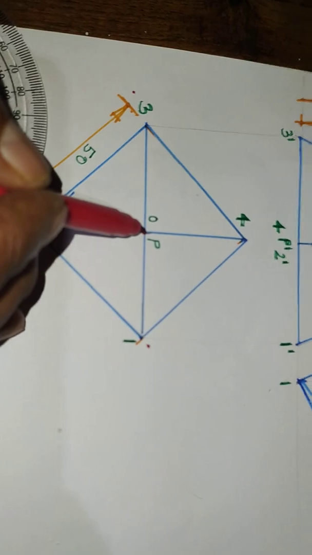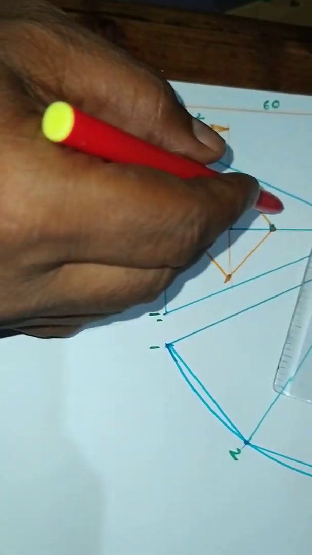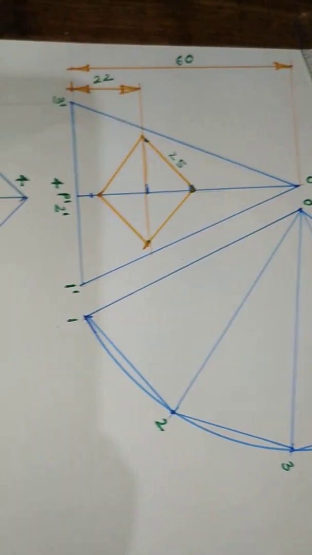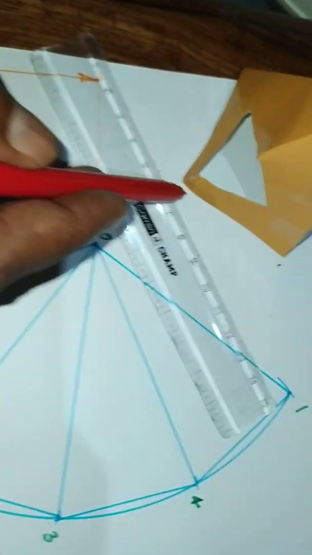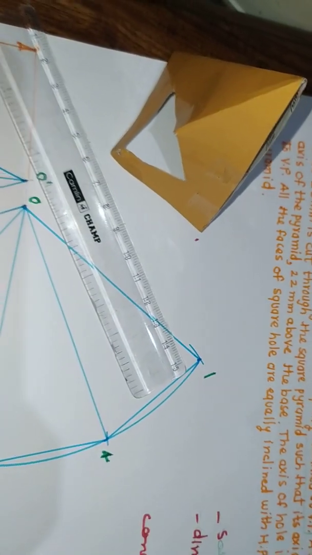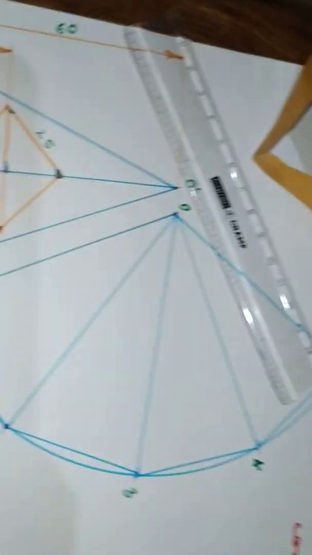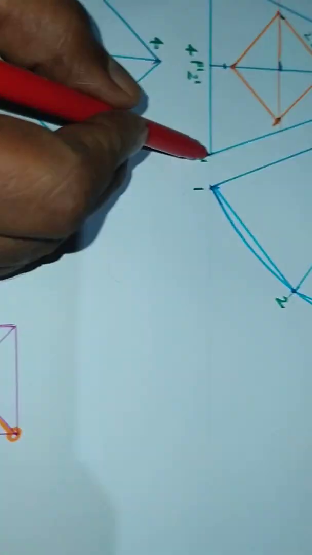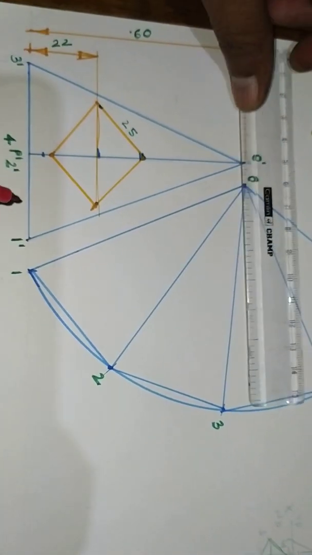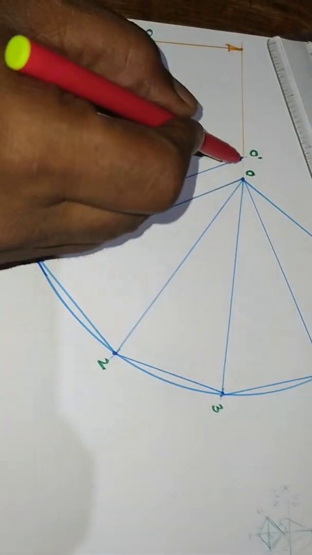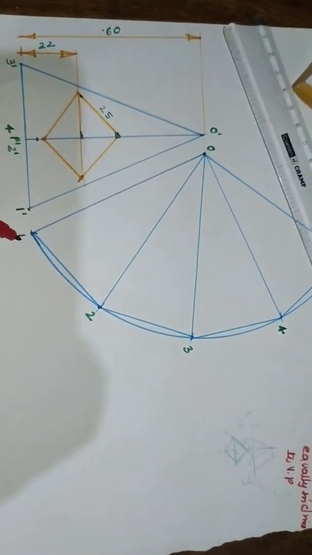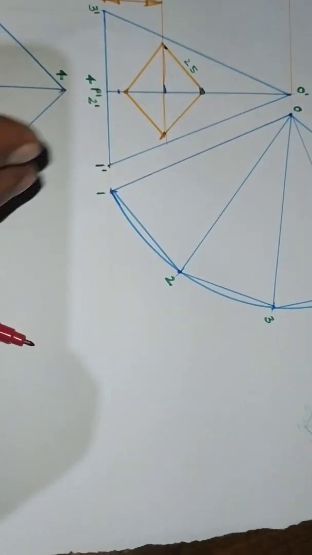Now, first we have to complete this triangle. This is the front. I have named it as 1, 2, 3. This is the front part. 1, 2, 3 is the front part, and 3, 4, 1 is the back side part. Then at 10 mm distance, this is the axis OP, that is 60 mm. At a 10 mm distance, I have drawn a line parallel to O1. This is O1. Then I have drawn the arc.